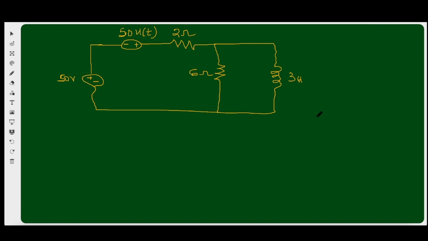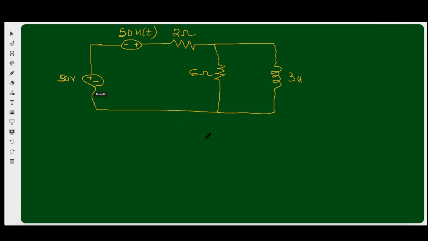So this is the circuit we'll be using to explain better what natural and forced response is. The question says that we have 50 volts here and we have 50 u of t here. This 50 volts means that for all time, whether t is less than 0 or not, the circuit will still have 50 volts. But when t has not reached 0 yet, there is no source here. So the only source that exists is this. And when t is greater than 0, the two sources exist.